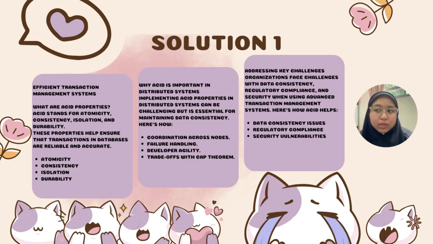Why is ACID important in distributed systems? Implementing ACID properties in distributed systems can be challenging, but it is central for maintaining data consistency. Here is how. First is coordination across nodes. Second is failure handling. Third, scalability. The last one is trade-off with the CAP theorem.